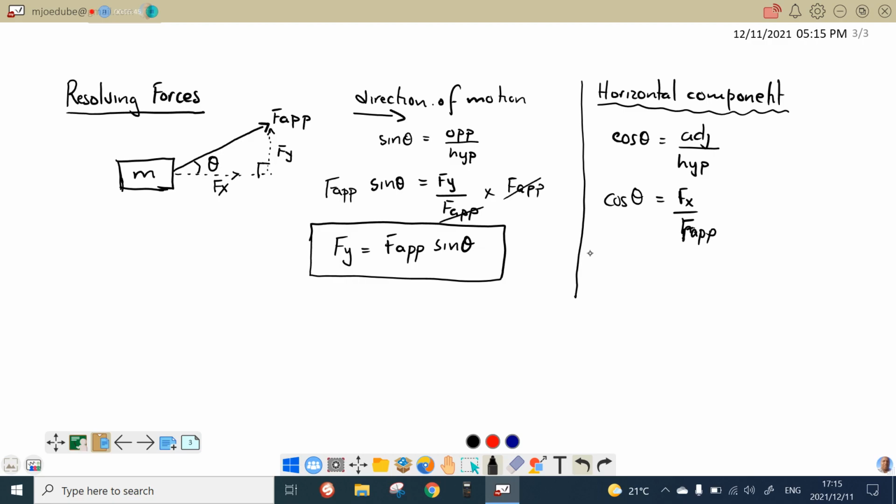Therefore, Fx, if I multiply both sides by Fap, we're going to have Fap multiplied by cos theta. That's going to give you the horizontal component of the force. It is this horizontal component which you are going to then use to calculate the Fnet of the system.